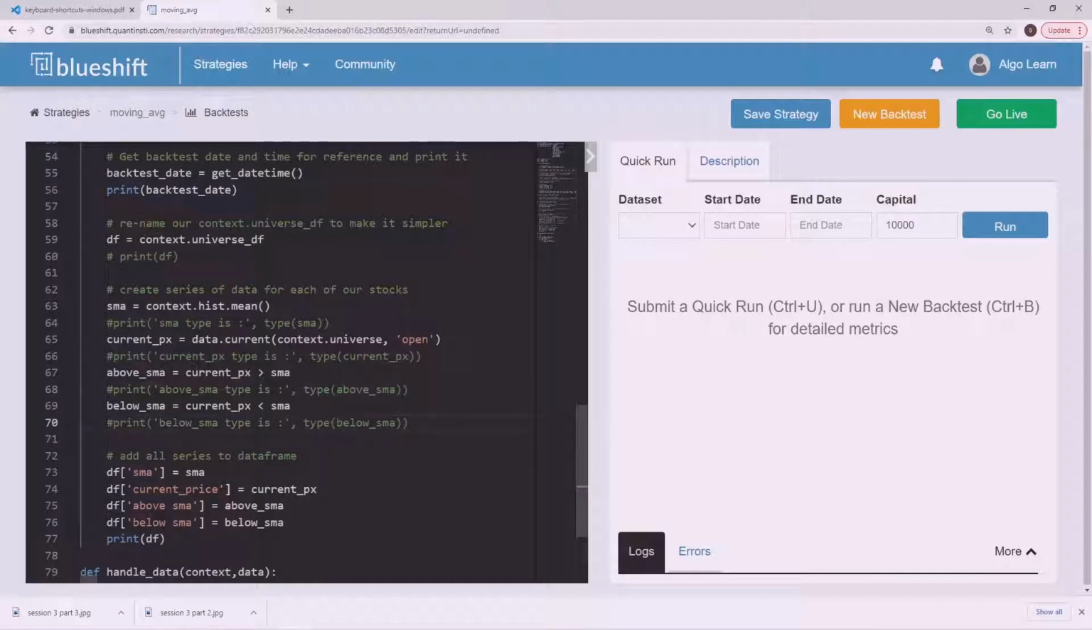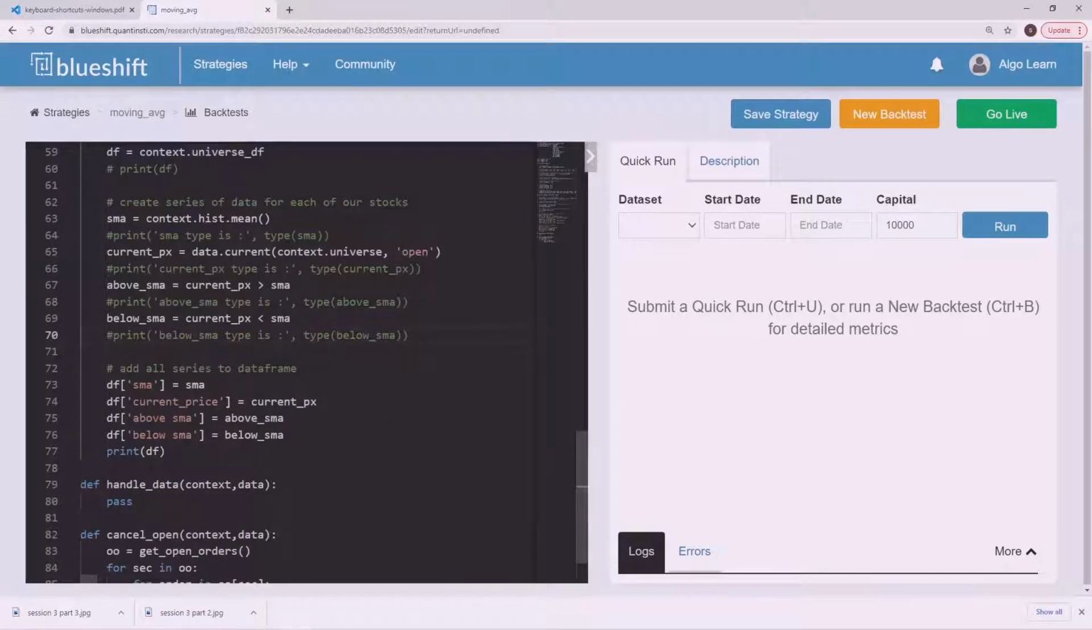Then we added all of our series to the data frame, and we gave them certain names for the columns. I'm not going to print the data frame. We already know what it looks like. But let's go ahead and get into our research logic.